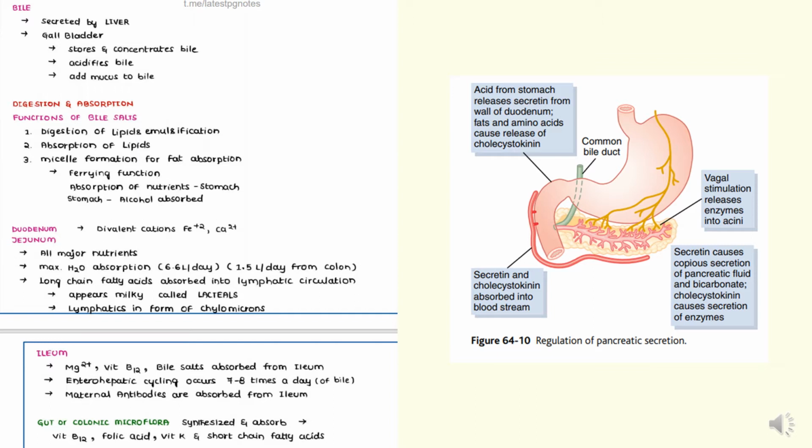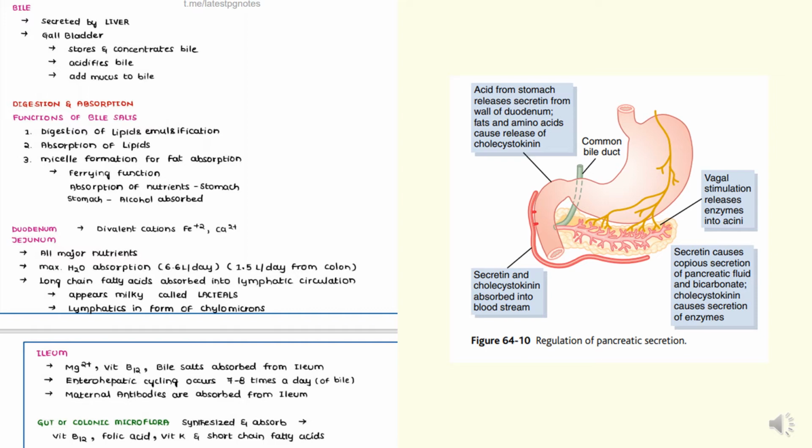Ileum. Magnesium, vitamin B12, and bile salts are absorbed from the ileum. Enterohepatic cycling occurs 7 to 8 times a day. Maternal antibodies are absorbed from the ileum. Gut or colonic microflora synthesize and absorb vitamin B12, folic acid, vitamin K, and short chain fatty acids.